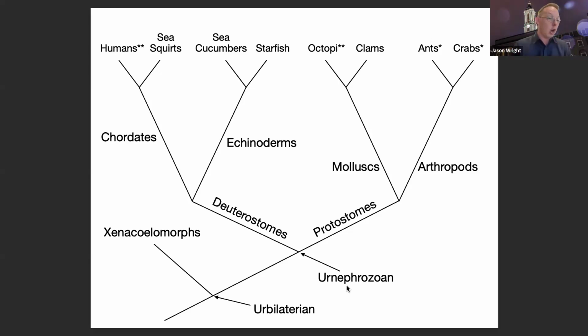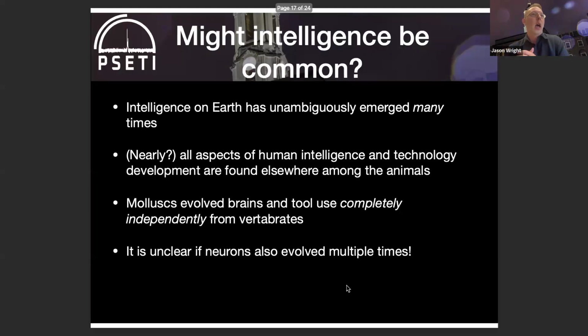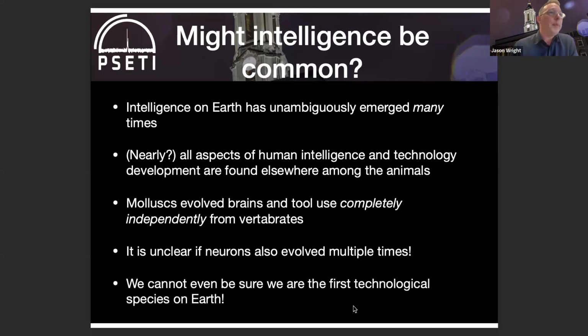Okay, so what about neurons? Are neurons a convergent trait? It's unclear. This is a point of contention in evolutionary biology, whether they evolved once or many times. So we don't know. It's possible that that's a pinch point. But overall, it looks like it could be something that might be quite common.